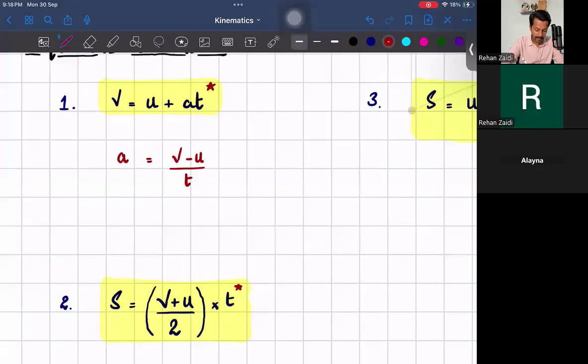ठीक है? अब यहां से मैंने सिर्फ रीअरेंज करके v को सब्जेक्ट बना लिया, a into t multiplied by a, और फिर अगेन v को अगर सब्जेक्ट बनाता हूं तो I am left with u plus at. तो एक्सेलरेशन वाला जो फॉर्मूला था, I just rephrased it, I rearranged it, v को सब्जेक्ट बनाया, and now we are referring to it as first equation of motion. ठीक है? सेकंड इक्वेशन ऑफ मोशन देखिए.